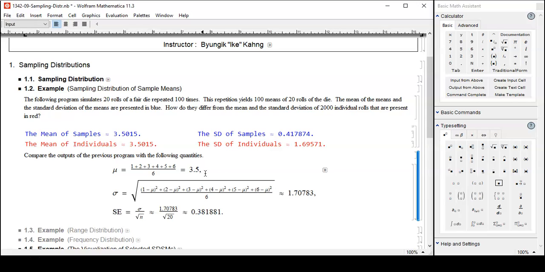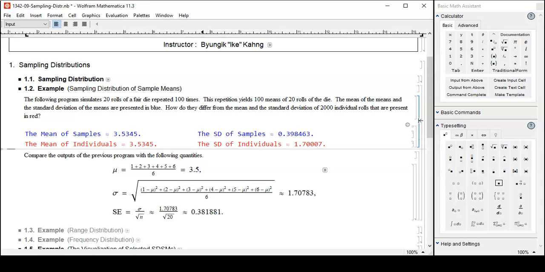So here is a theoretical mean or probability mean. We are simulating a roll of dice, so add up 1 through 6 and divide by 6, so 3.5. And as you can see, pretty close to 3.5. And each time I run it, I get a different number, but pretty close to 3.5. All right?